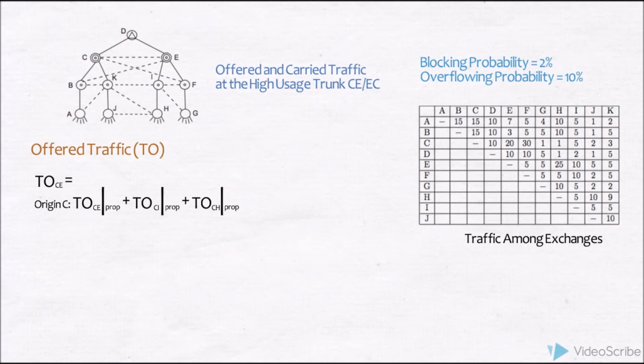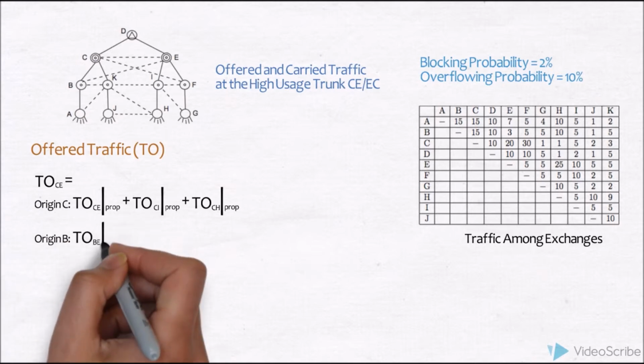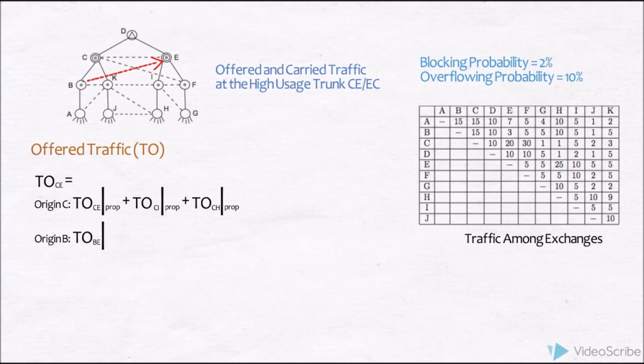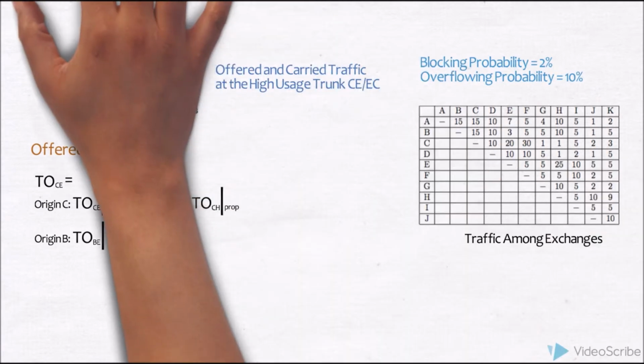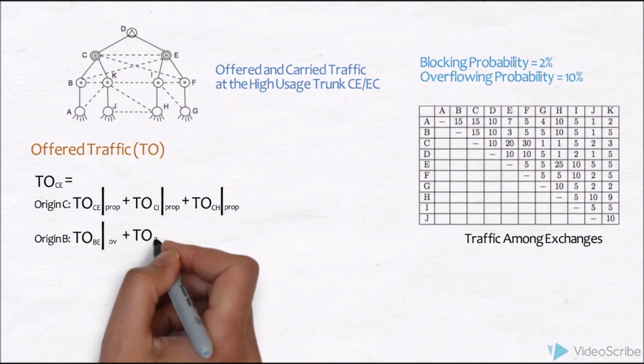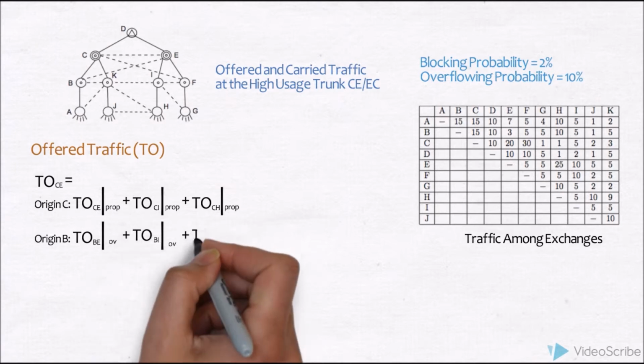Okay, now, taking the origin in B, we start with the traffic among B and E. But let's see that the logic path will be ABE. So, if we want to check the traffic in CE, it will be the overflowed traffic among B and E, plus the traffic from B to I with overflow, plus the traffic from B to H with overflow.